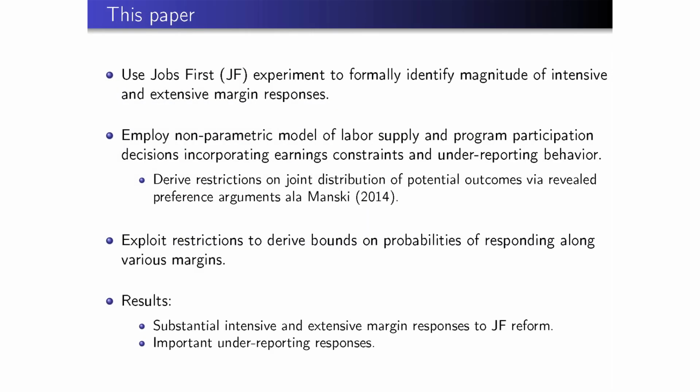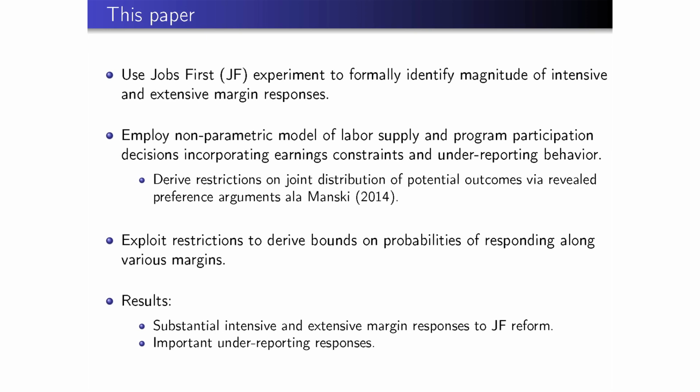I'm going to revisit this Jobs First experiment. I'm going to build a non-parametric model of labor supply and program participation. I'm going to augment it with assumptions that allow for earnings constraints and underreporting behavior. And then I'm going to use simple revealed preference arguments similar to those in a recent paper by Chuck Manski that I think just came out in Quantitative Economics. And we're going to exploit those restrictions to derive bounds on the probability of responding along various margins. And I'll explain more precisely what the margins are that I'm interested in.